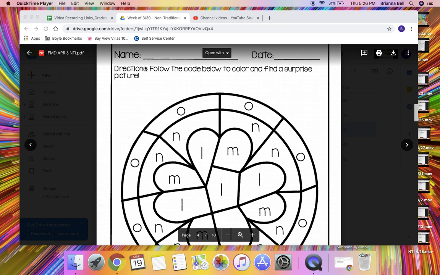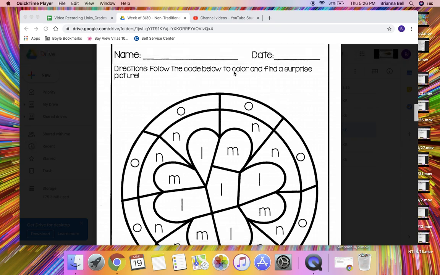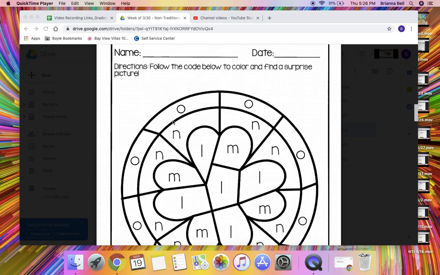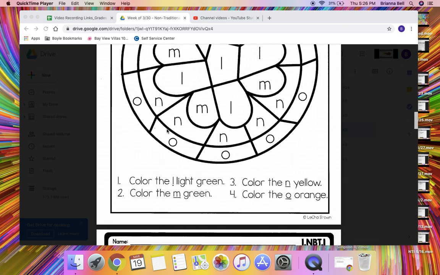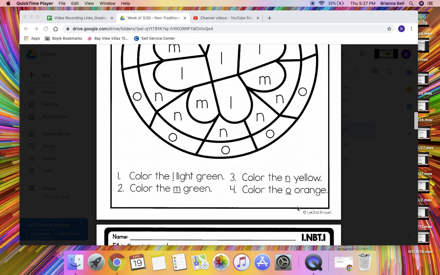The directions are to follow the code below to color and find a surprise picture. Number 1, color the L light green. Number 2, color the M green. Number 3, color the N yellow. And number 4, color the O orange.